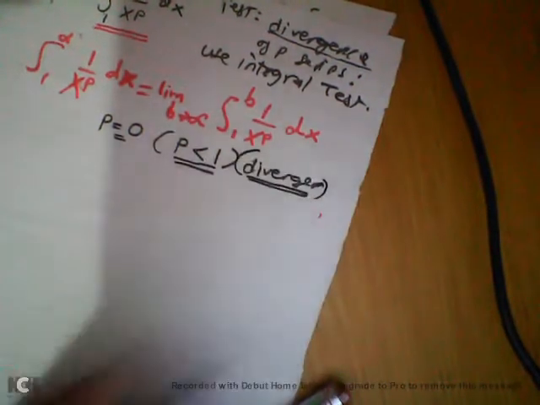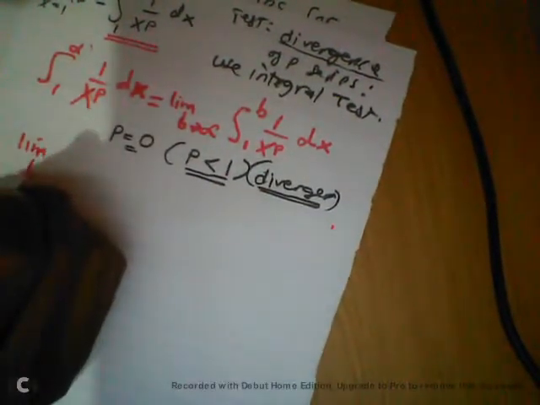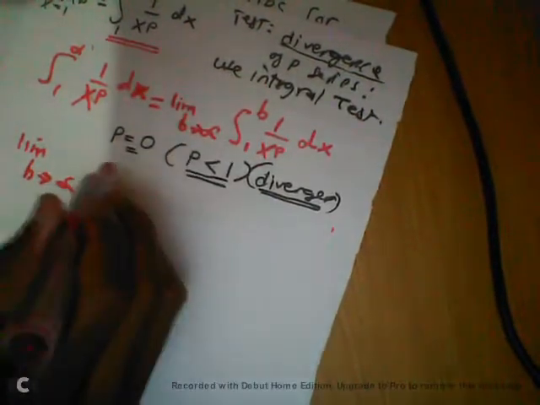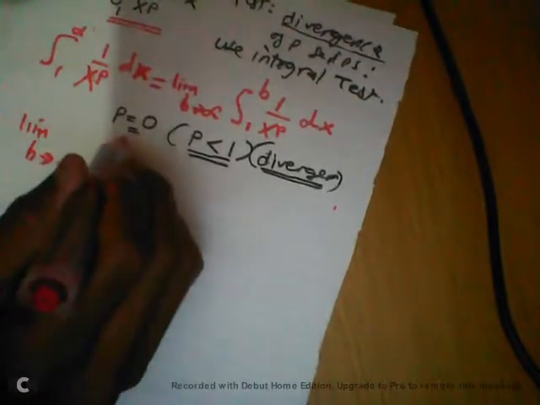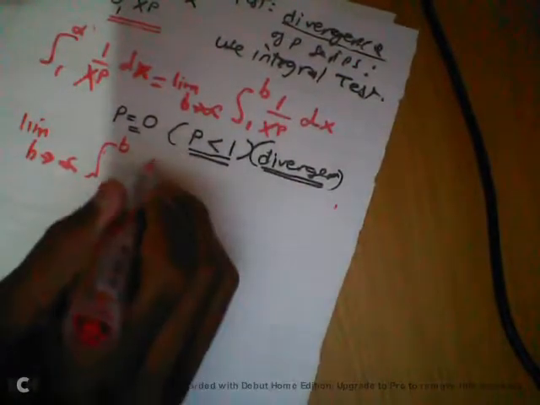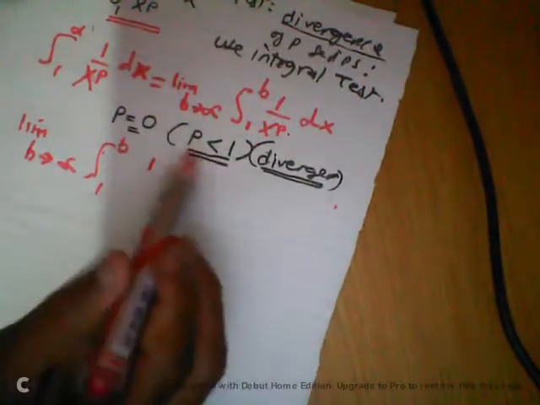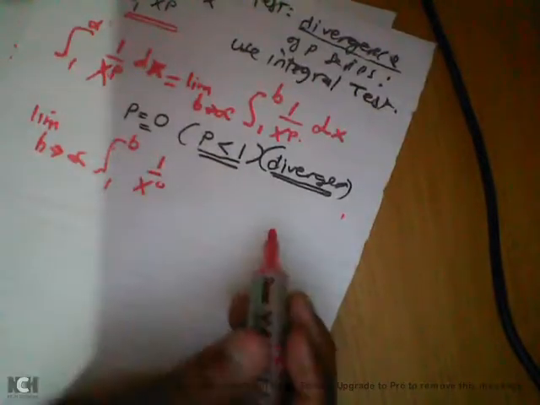So let's see if it's true that it diverges when p equals 0. We're not going to leave p, we're going to set it equal to 0. So we take the limit as b approaches infinity of the integral from 1 to b, because it's not infinity anymore. Since p is 0, which is less than 1, we have x to the power 0, dx.